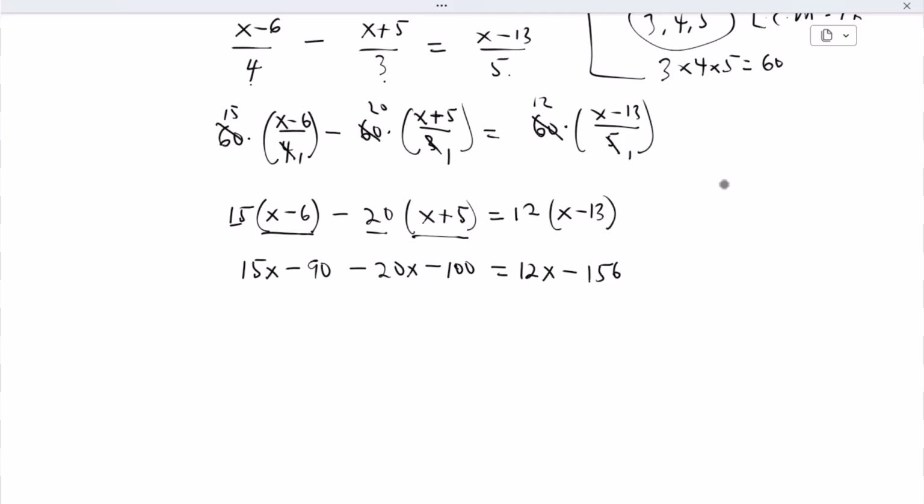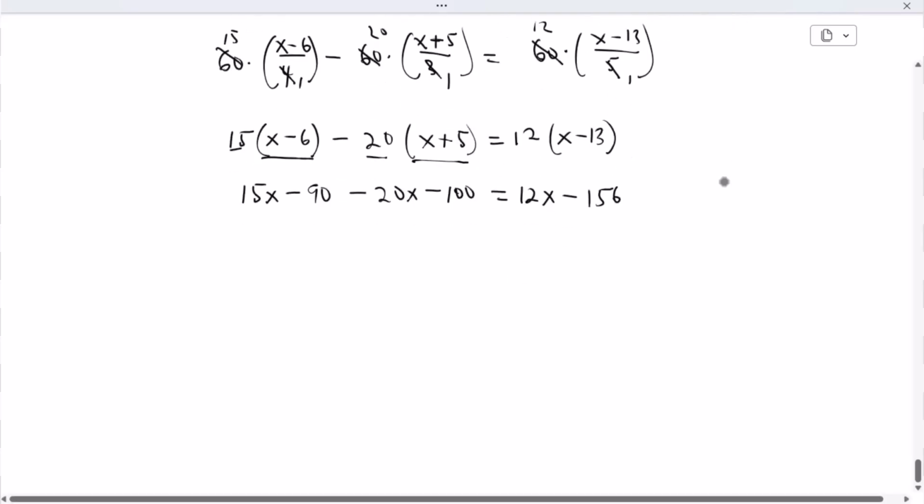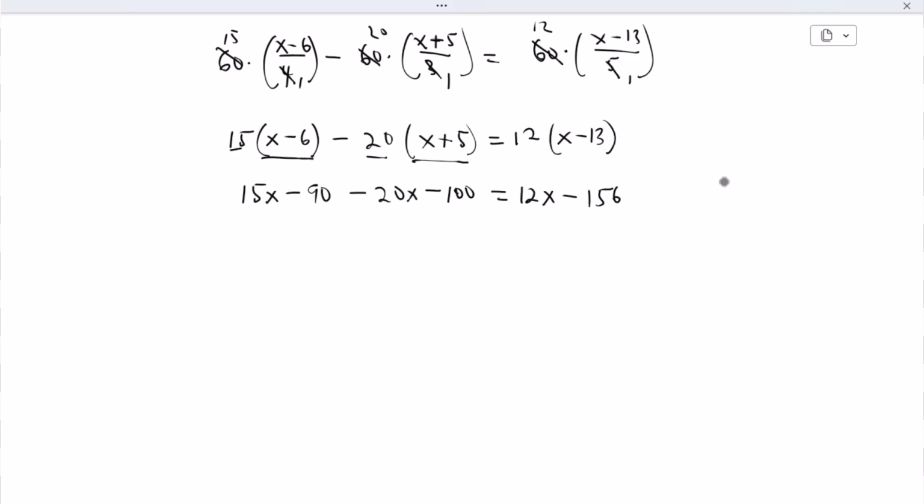With that being said, now we're going to have to group like terms together. So doing that, we're going to have 15x minus 20x on the left hand side, but there is 12x on the right hand side. So we are going to move the 12x to the left hand side. When it is positive on the right hand side and it crosses the equal sign, it becomes negative. So minus 12x.